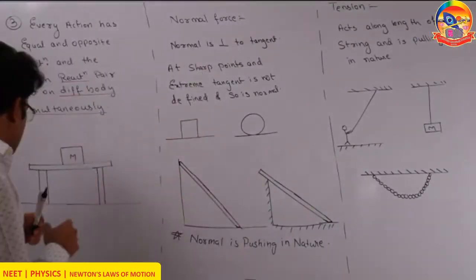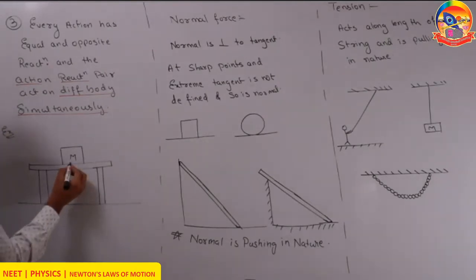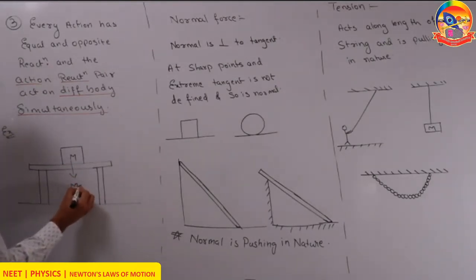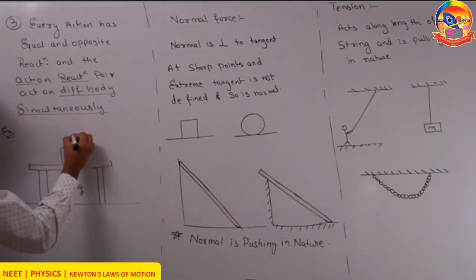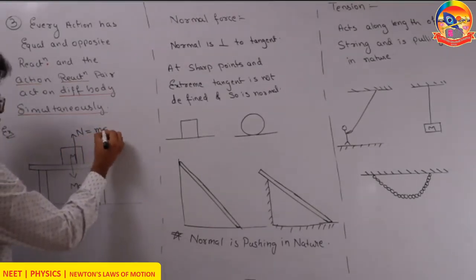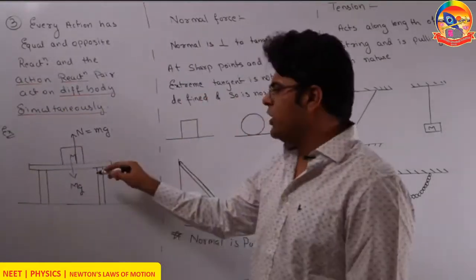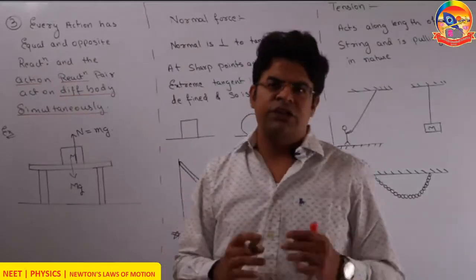So this is the classical question that gets asked on Newton's third law. There is a table, on the table there is a block of mass m. You know that a force of gravity acts downward, mg. A force of normal acts upward, and if the body is at rest, this normal force also equals mg. Now the question is, out of these two forces, mg and normal, which one is action, which one is reaction?